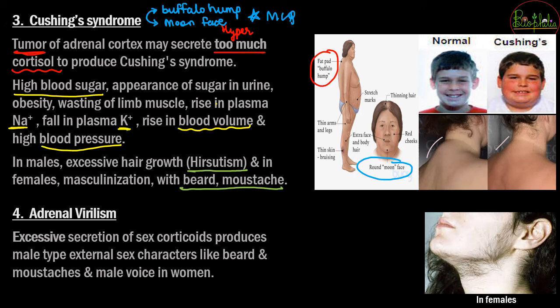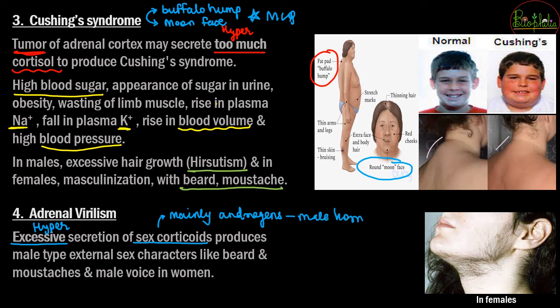Adrenal virilism is going to be because of again excessive secretion, that is hypersecretion, of the hormone that is sex corticoids. So when sex corticoids are released in excess, there is going to be male type external characteristics, because in sex corticoids the major hormone released is mainly the androgens, and in some quantity the estrogens, but majorly it is androgens, which are the male hormones.